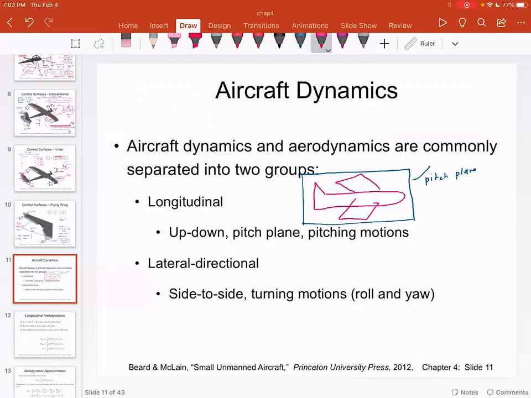The other plane is the yaw plane, or the side plane, and this plane looks something like this. In this plane, we will study the side-by-side motion or turning motion, essentially yaw, roll rate, yaw rate, and so on. So aircraft dynamics, a simple aircraft dynamics, is studied in the longitudinal plane and the lateral plane. This is called the lateral plane. This is called the longitudinal plane.